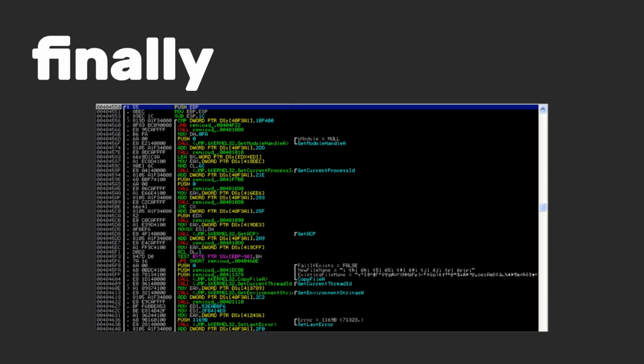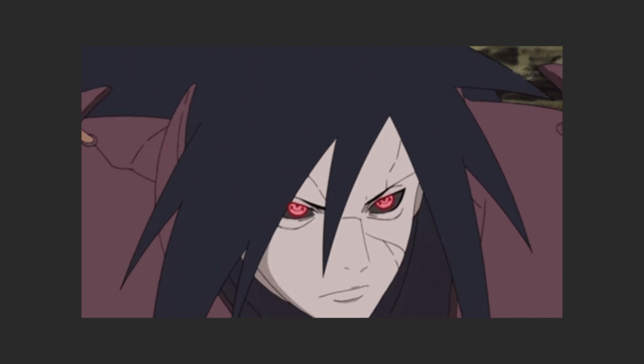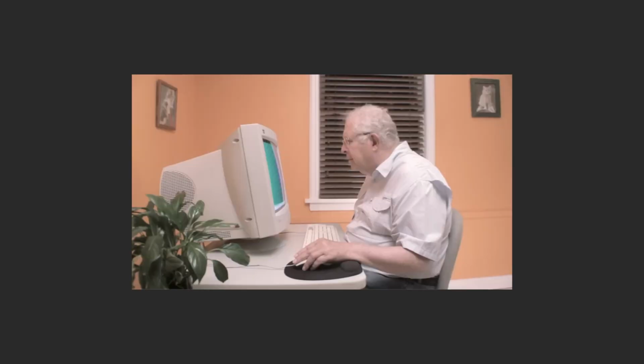Finally, reverse engineer malware. Load a ransomware sample into Ghidra 5.0, analyze its assembly code, and find the kill switch. If you can't disassemble a binary, you're just a script kiddie with a VPN.